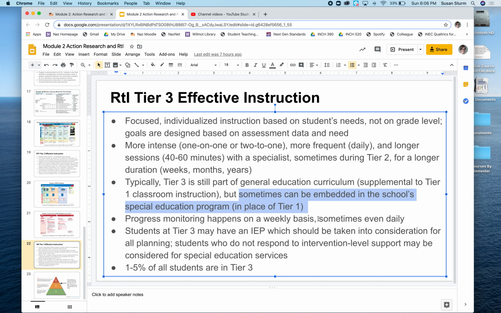Progress monitoring is happening on a weekly, sometimes even daily basis for these students. They might have IEPs or be in the process of getting an IEP, which needs to be taken into consideration. Another reason that this is needs-based or goals-based, not grade level standards-based instruction. And students who don't respond to intervention level support might be considered for special education services if they don't already have them. We're talking about only 1 to 5% of your students in your class. So you may have a couple of kiddos in your class who would qualify for tier 3 instruction.